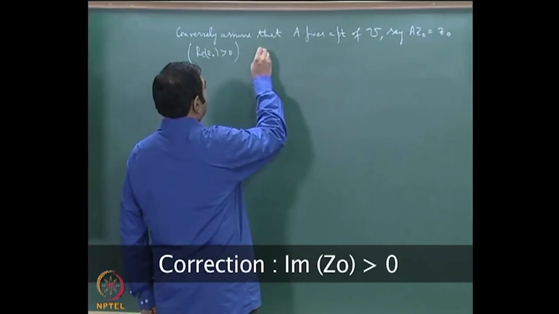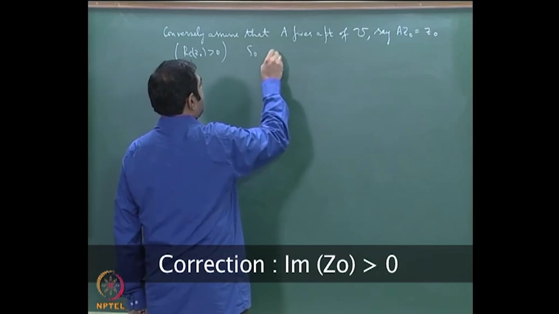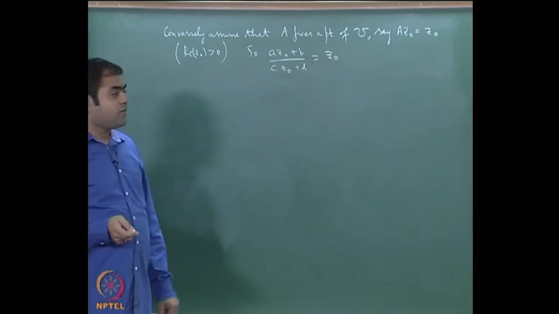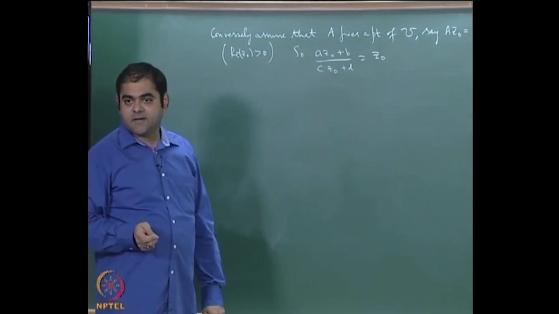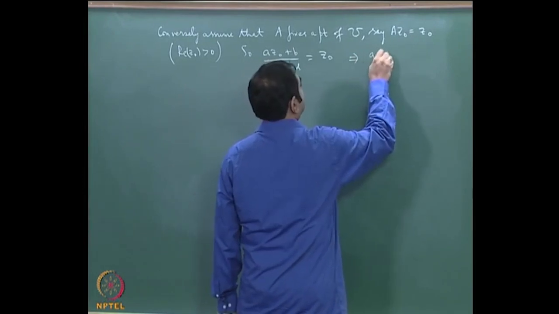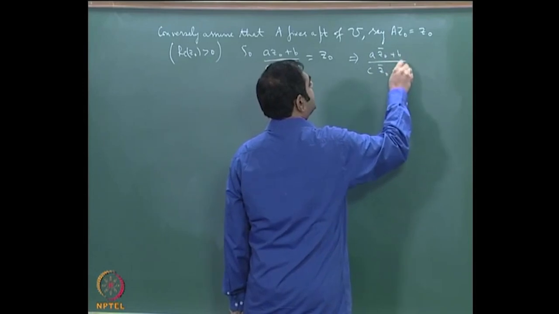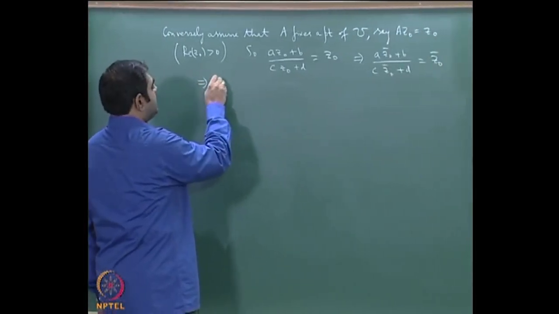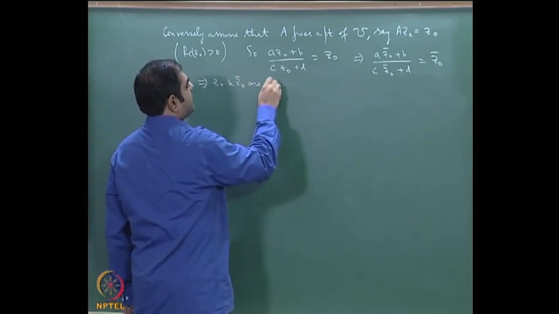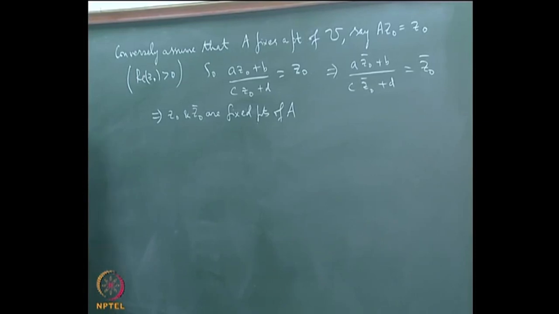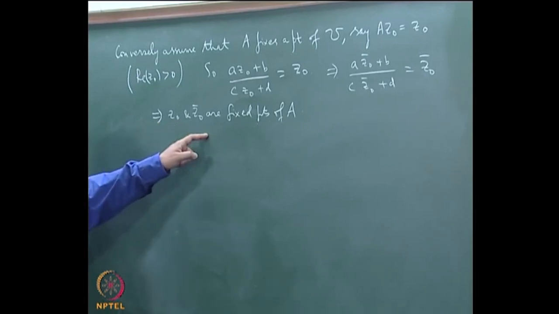Now what this means is (A z0 plus B) by (C z0 plus D) is equal to z0. Now if I take conjugates on both sides and remember that A, B, C, D are real, I will get that z0 bar is also a fixed point. So this will imply that (A z0 bar plus B) by (C z0 bar plus D) is also equal to z0 bar. Just simply take conjugates on both sides. So z0 and z0 bar are fixed points of A, and so you have two fixed points, one being the conjugate of the other.